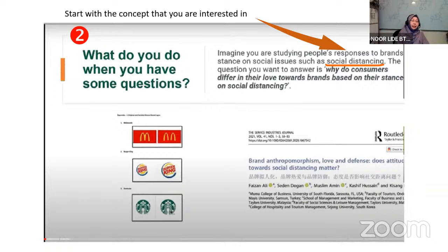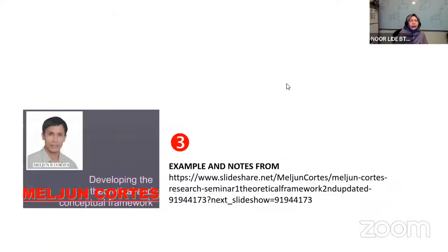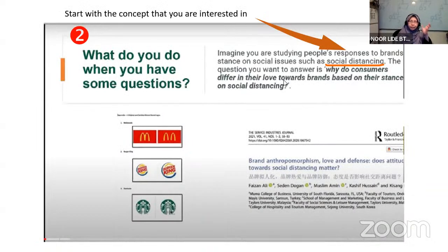So maybe one of the issues that we are interested in is social distancing, with regard to consumerism. Why do customers differ in their love towards brands based on their stance on social distancing? So you come up with a concept first. And then you find what are the theories that are related to this issue.